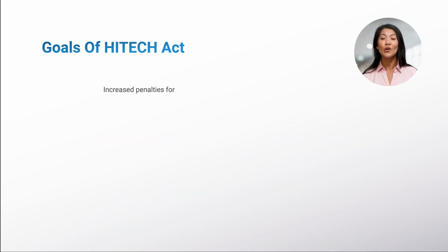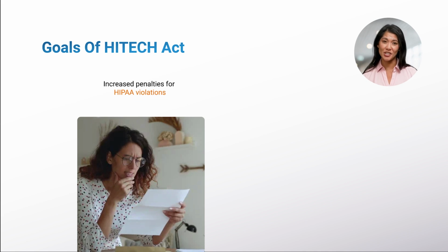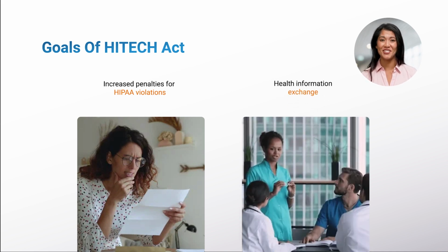The HITECH Act also increased penalties for HIPAA violations. The Act introduced a tiered penalty structure for HIPAA violations, with fines ranging from $100 to $50,000 per violation, depending on the level of culpability and the number of violations. Finally, HITECH promotes health information exchange. The HITECH Act encouraged the development of health information exchanges, or HIEs, to facilitate the secure sharing of patient data between healthcare providers, which both improves care coordination and reduces duplication of services.